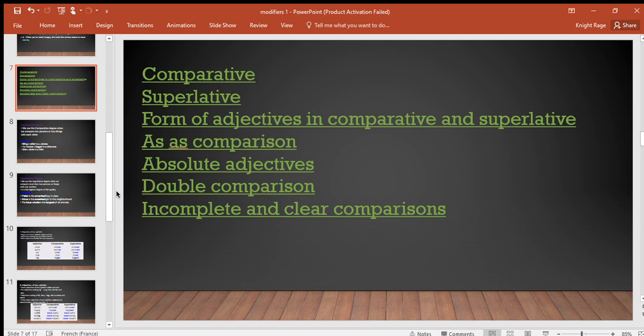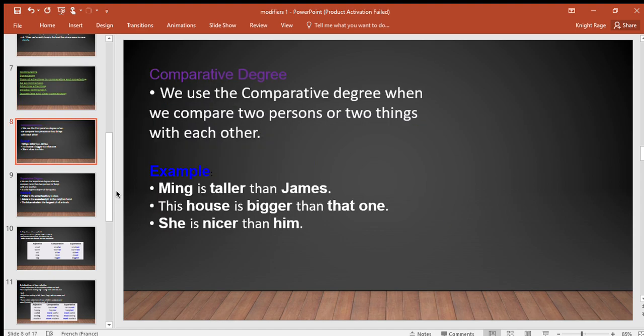Today we are going to continue explaining the modifiers. We are going to talk about comparative and superlative forms of adjectives, how to form them, and some irregular adjectives. We will compare equal items in terms of quality. We are going to talk also about absolute adjectives. What are the absolute adjectives? How do we make comparative and superlative forms of these adjectives, or not? Double comparison and incomplete and unclear comparisons. Let's get started. Comparative degree.